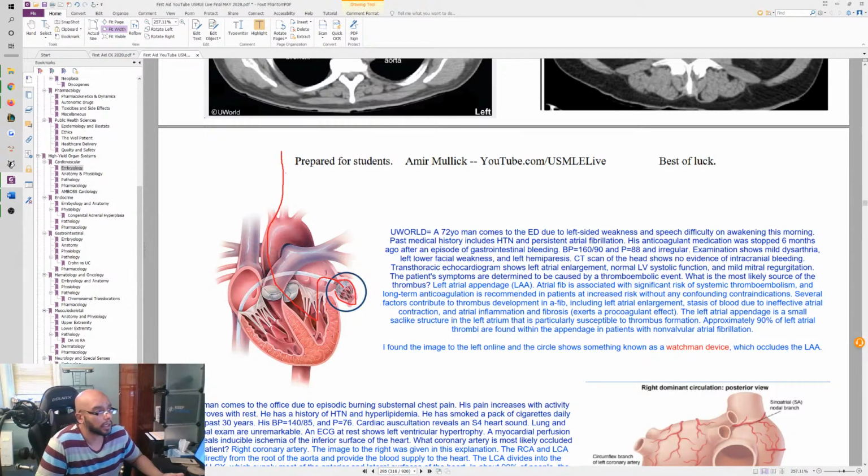That would really suck. So what you're seeing in this question here is the placement of a Watchman device in the left atrial appendage. Right? This Watchman device is really only there to make sure that no blood stockpiles in that appendage anymore. And that's something that can normally form. Any of us can have it, and there's really nothing you can do about it.